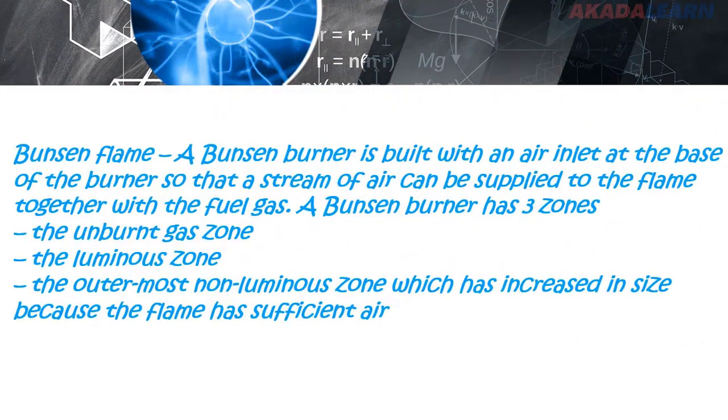We also have the Bunsen flame. A Bunsen burner is built with an air inlet at the base of the burner so that a stream of air can be supplied to the flame together with the fuel gas. A Bunsen burner has three zones: the unburnt gas zone, the luminous zone, the outermost non-luminous zone, which has increased in size because the flame has sufficient air.